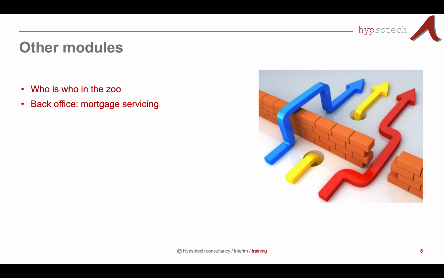If you want to learn more, I think interesting modules to follow are Who is Who in the Zoo. It gives more insights in the parties involved in the processes. And we have a module about back office processes.